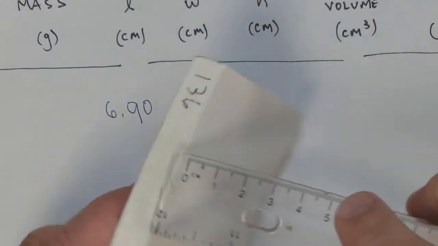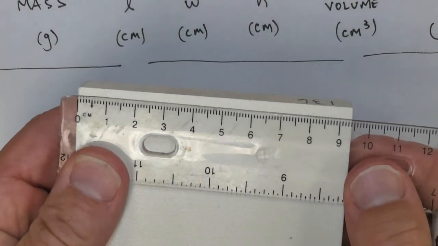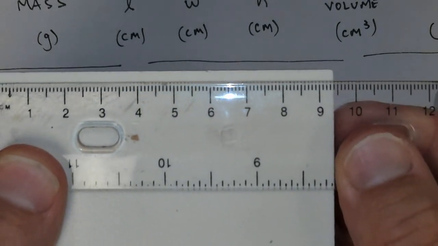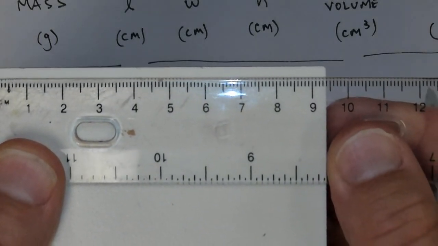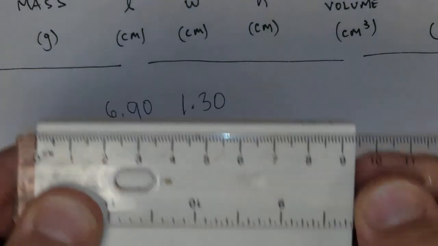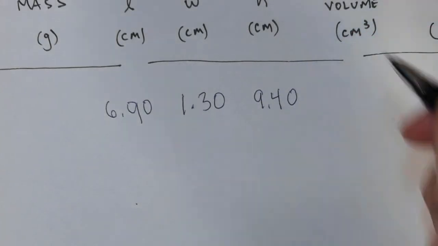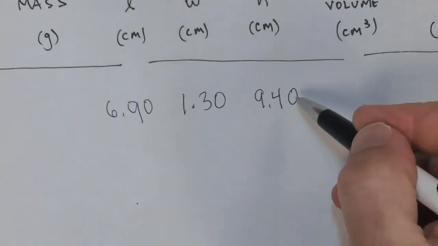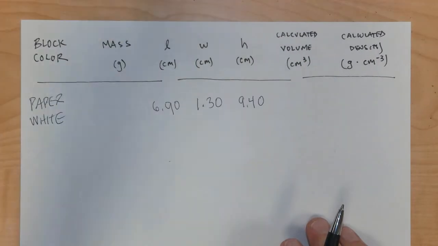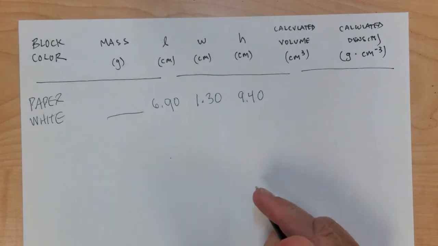Okay, and then I need the height. So I did length, width, now I need the height this direction. I'm going to put it here, and I'm going to zoom way in on it once again. And it looks like 9.4 centimeters. So now I have 9.4, and I'm going to put 9.40 because I could see that it was exactly on that line, giving me 3 sig figs. I need to go take the mass of this, and I'll come back and write it down.